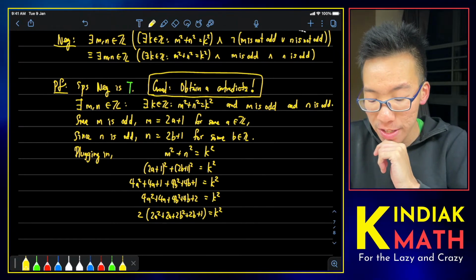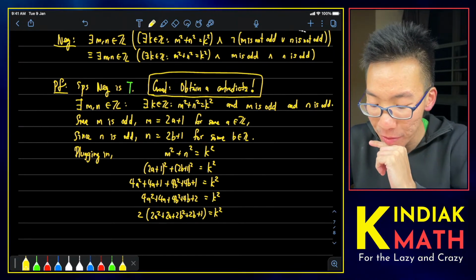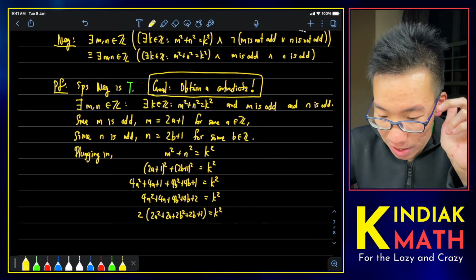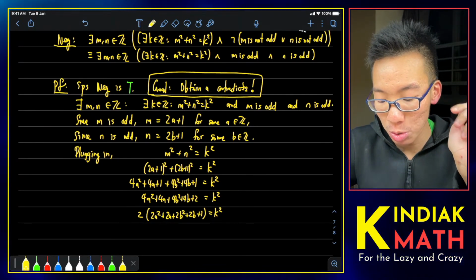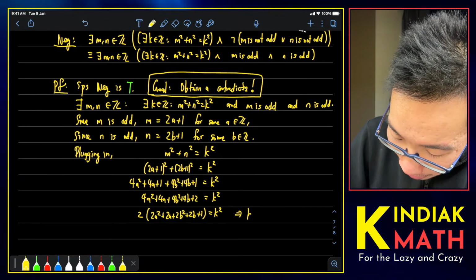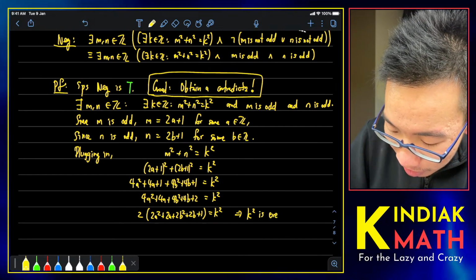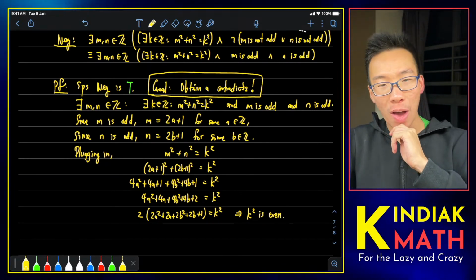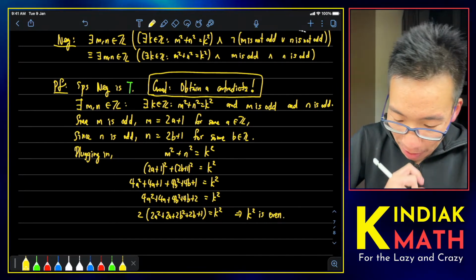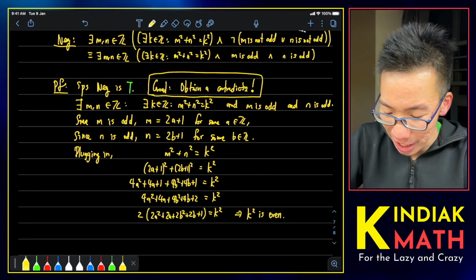So we have this bit over here, and what that tells us is that k squared equals 2 times something. This tells us that k squared is even. Now, I believe in the lecture notes you might have already proven that k is even, right? But I actually haven't done anything yet.